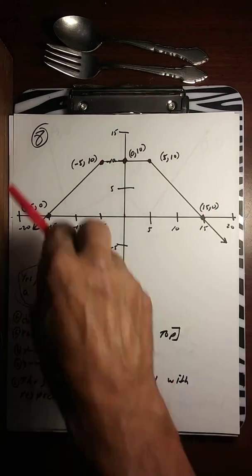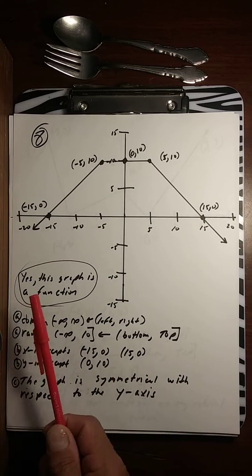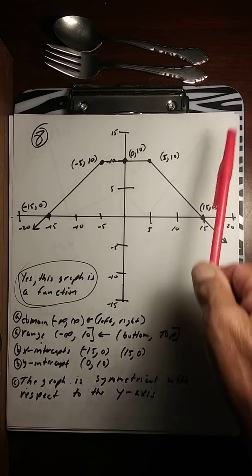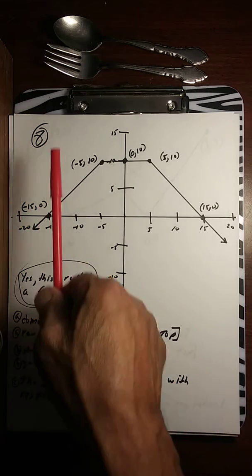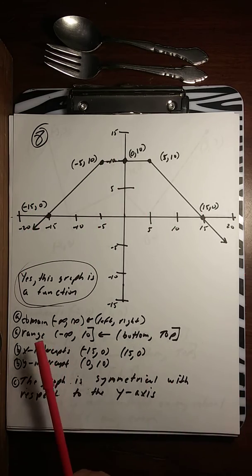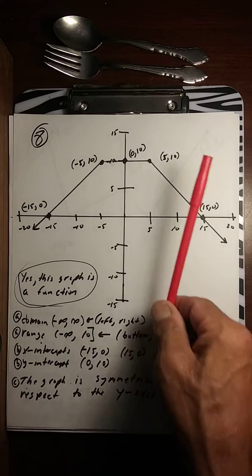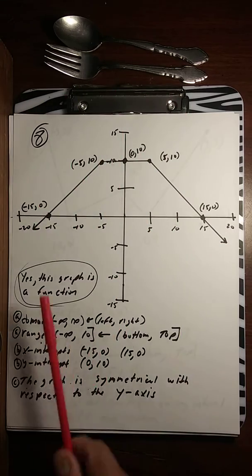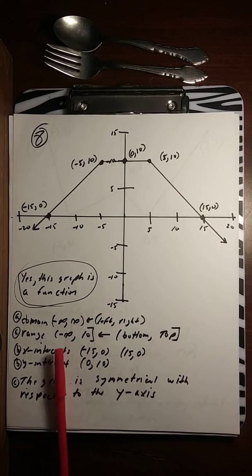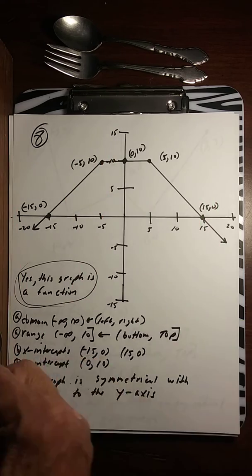Alright, here's a graph, and this is a graph of a function. If you draw up and down lines like this, you're going to hit it once, once, once. Yes, it is a function. Domain, from the left to the right: how far does this graph go? It keeps going that way, that way. So negative infinity to infinity, left and right, it just goes on.